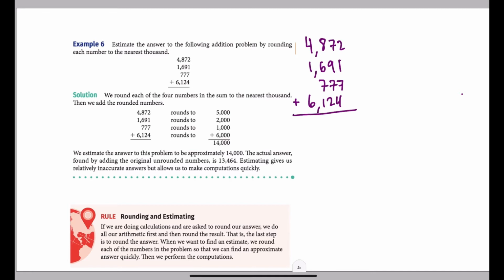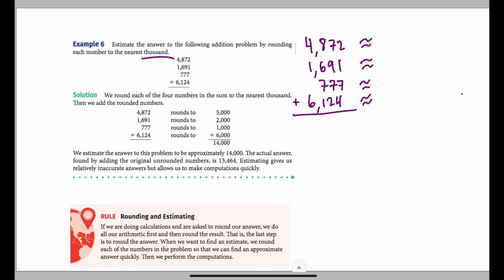So the first thing we're going to do is, because we're estimating, we're going to round first. So we're going to round all these to the nearest thousand, because that's what we've been asked to do, right? That was part of the problem. In your own life, you may round to different place values depending on what's appropriate, but typically problems in a textbook will tell you where to round to.